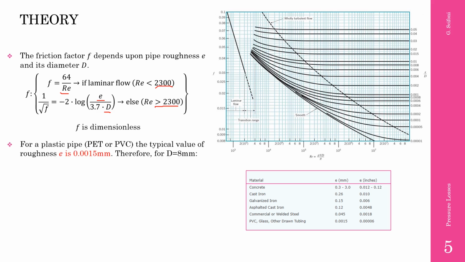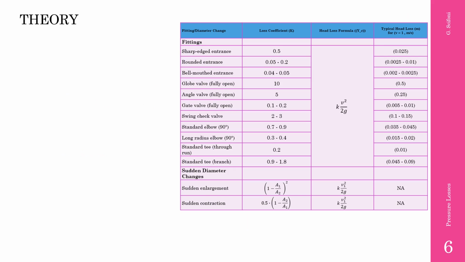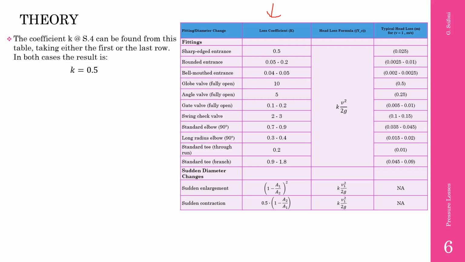For a plastic pipe, the typical roughness E value is 0.0015 mm. So if you take, for example, a diameter D of 8 mm, we get for the friction factor F a value of 0.014. The coefficient K for the concentrated loss introduced at slide 4 is also experimental and can be found from the table aside, the second column. In this case it turns into 0.5.